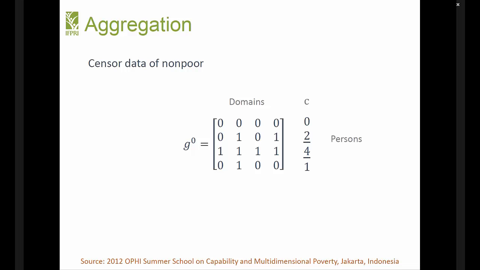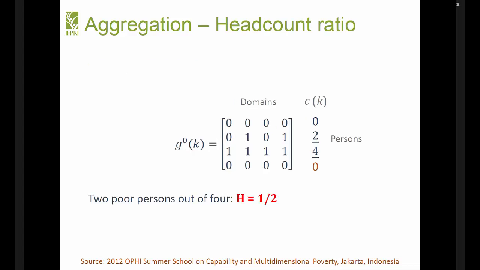People are still with me? Okay, because it's getting complicated. Okay, headcount. What is the headcount now? Remember, there's still 4 people. So it's still 50%. So the headcount is now based on this.